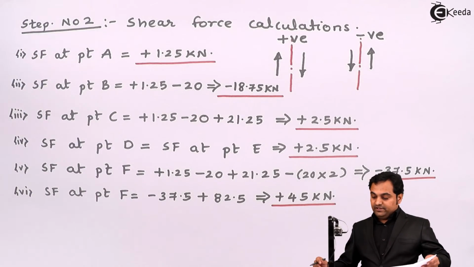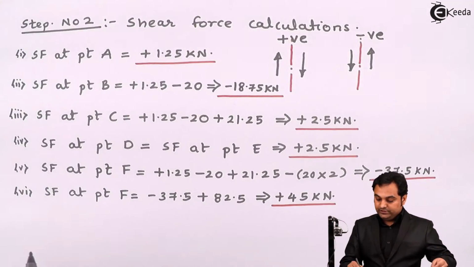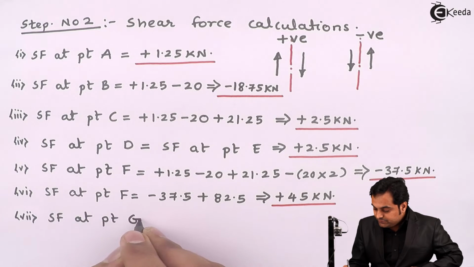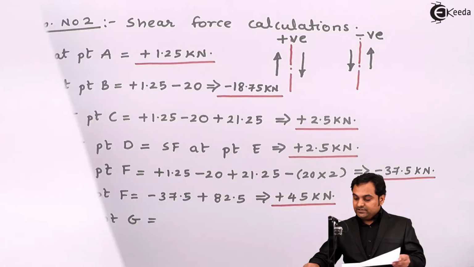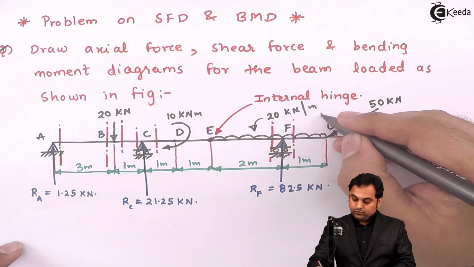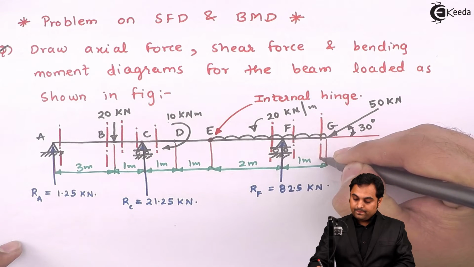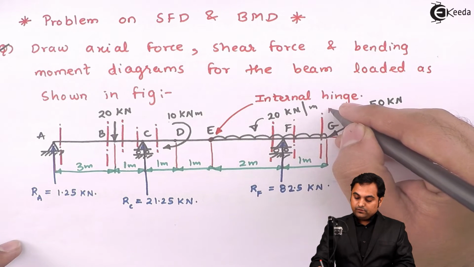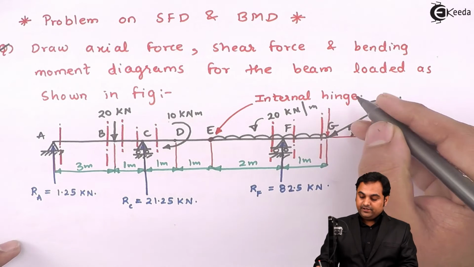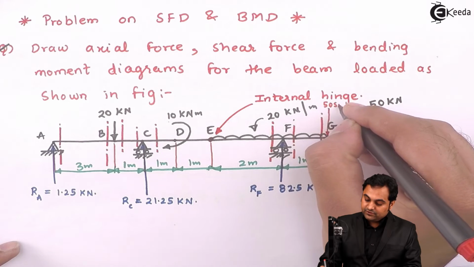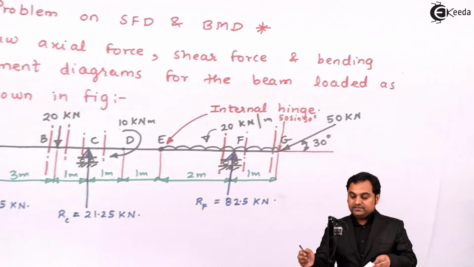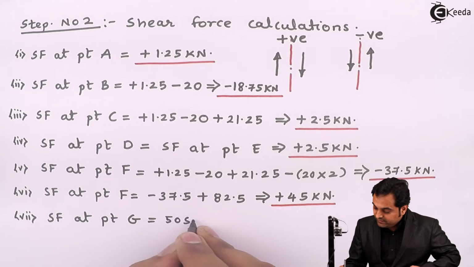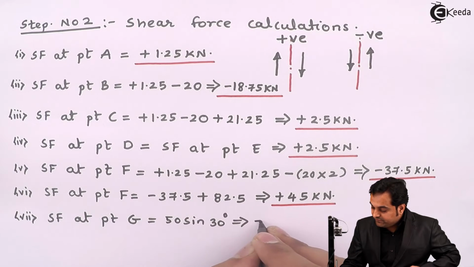Then after that only point G is left, so therefore shear force at point G will be equal to, now I'll take the section very close to point G. So just on the right hand side of G I'll have a single force, which is the component of 50, which is inclined at 30 degree, that is 50 sine 30, which is on the right hand side of the section, and on the right hand side if the force is downward, that is positive. So SF at point G is equal to 50 sine 30, and that is plus 25 kilonewton.